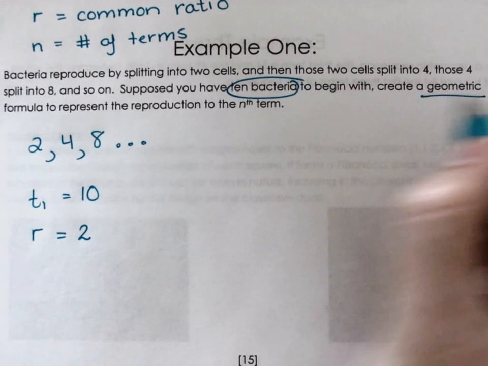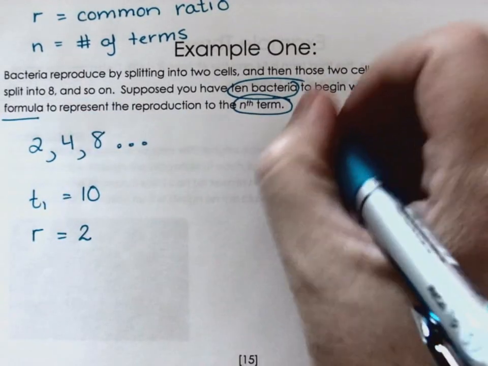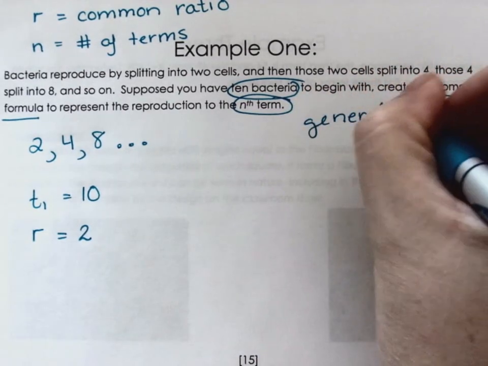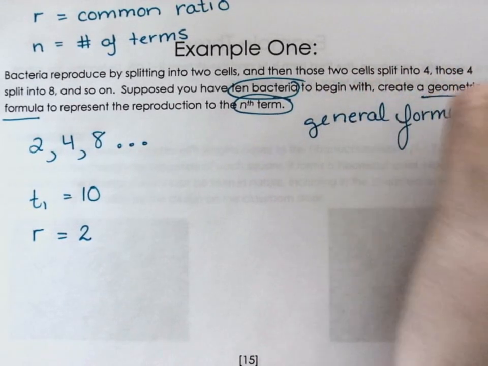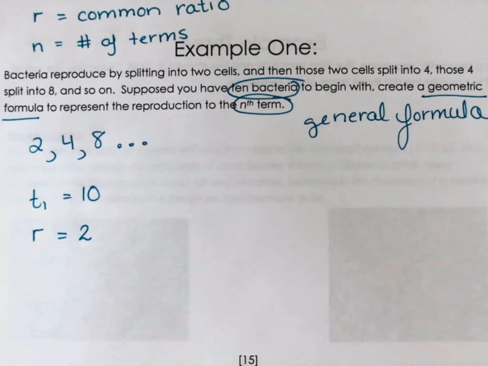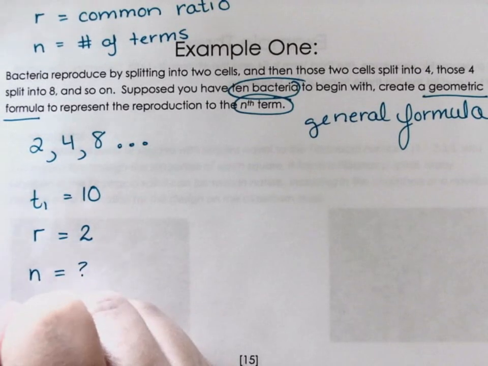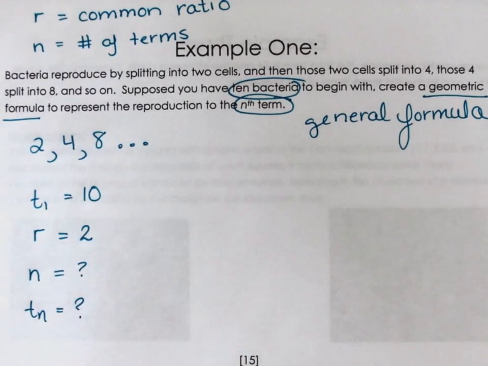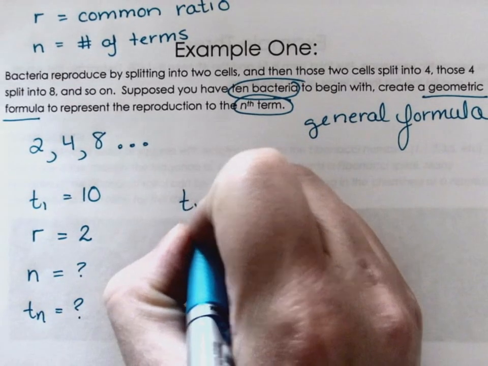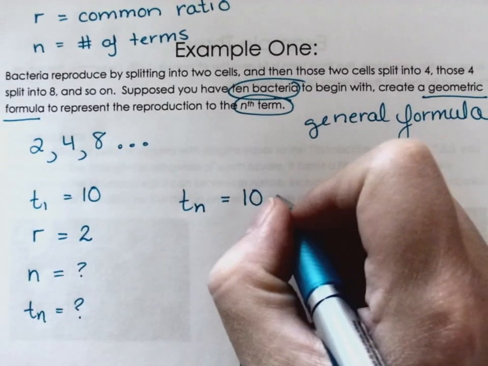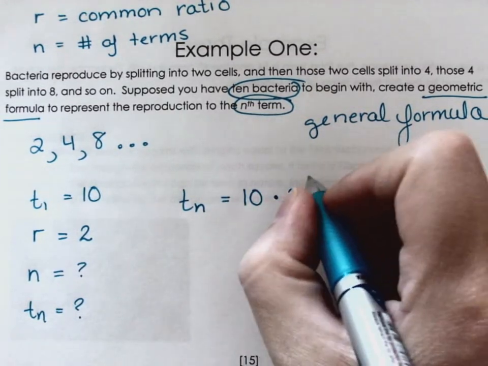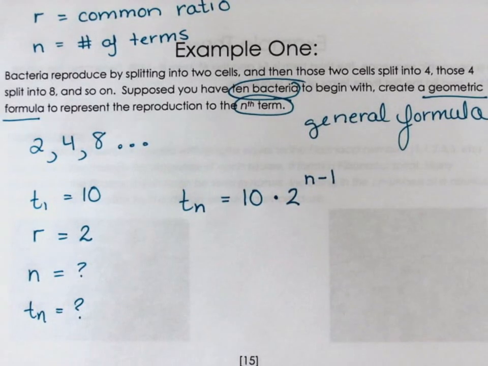So we want a geometric formula to represent the nth term. This is sometimes also called the general formula, and we talked about that in the arithmetic lesson as well. There are things we don't know. We don't know what n is, and we don't know what Tn is. So we're just going to create a general formula that has some of the information in it. So we're going to have Tn equals 10 times 2 to the exponent n minus 1.